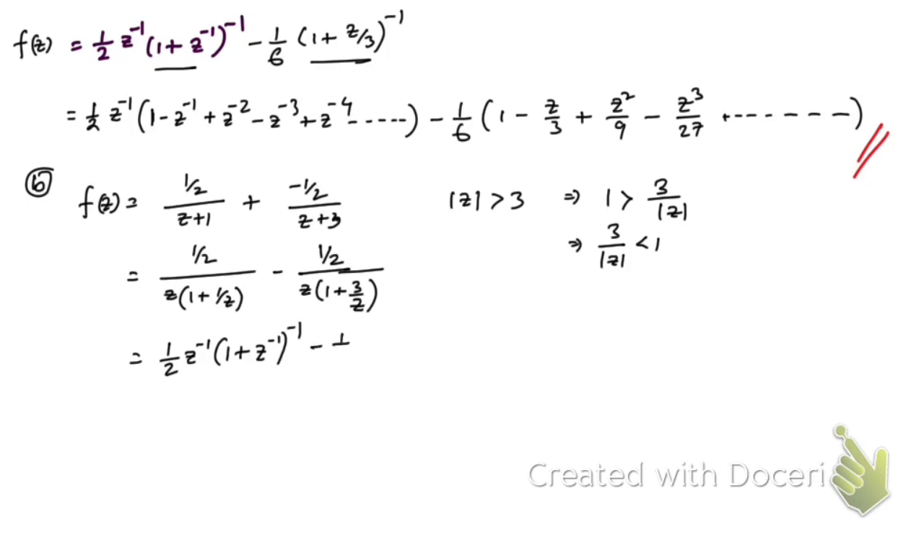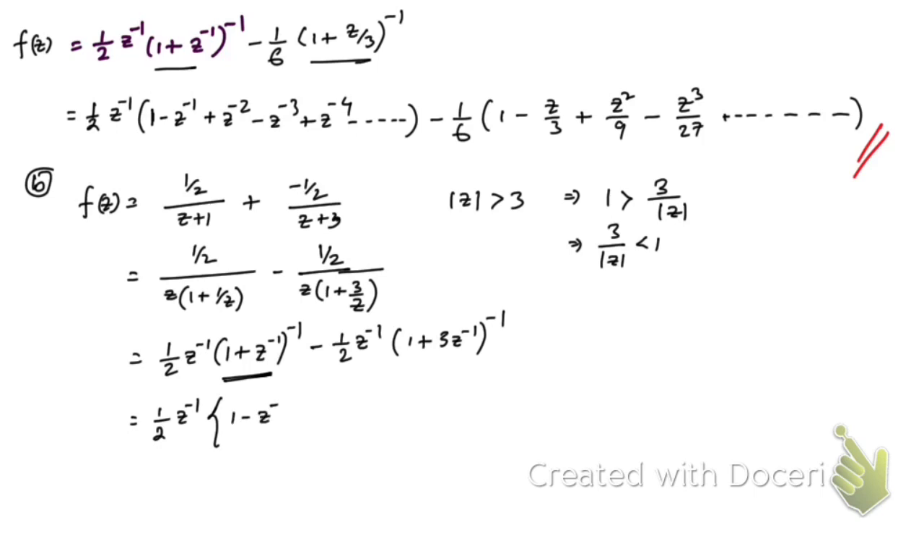Minus again 1 by 2 z to the power minus 1, then (1 plus 3 z to the power minus 1) whole to the power minus 1. So again we're going to expand these two results. If we expand these two results, what are we going to have? So then we're going to get 1 by 2 z inverse, which can be taken common from these two. So if we do so, then let's expand it.